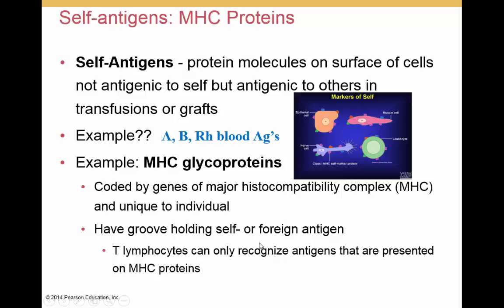But if you're infected with a virus, you take some of those components and you present them out on the surface, and that's how you let those T cells know I'm infected with something that shouldn't be here. And the T cell will tell you to undergo programmed cell death. So these MHC proteins are very important in creating an immune response.